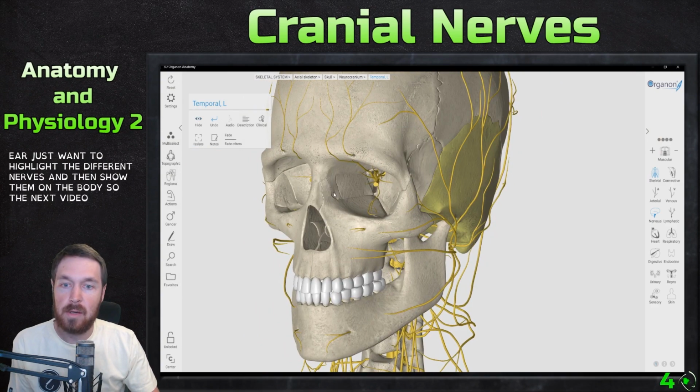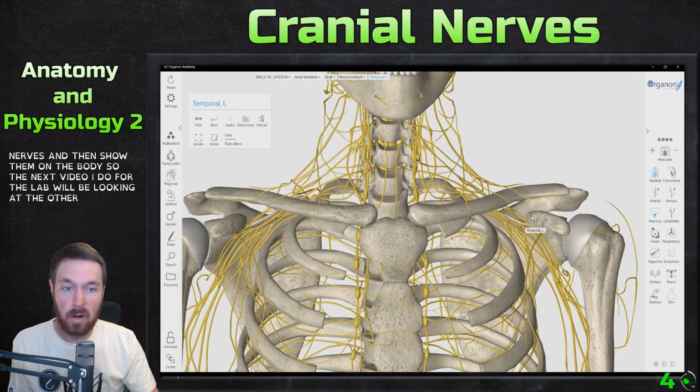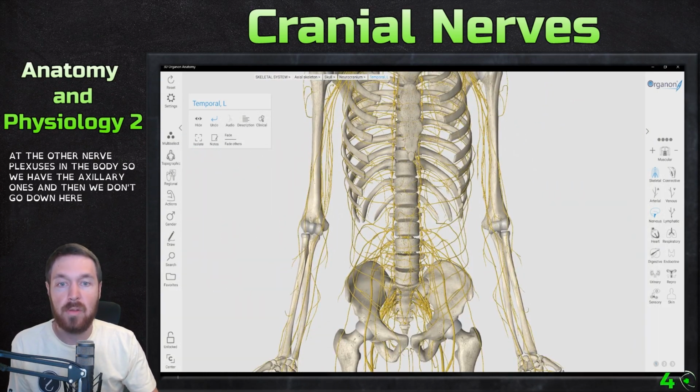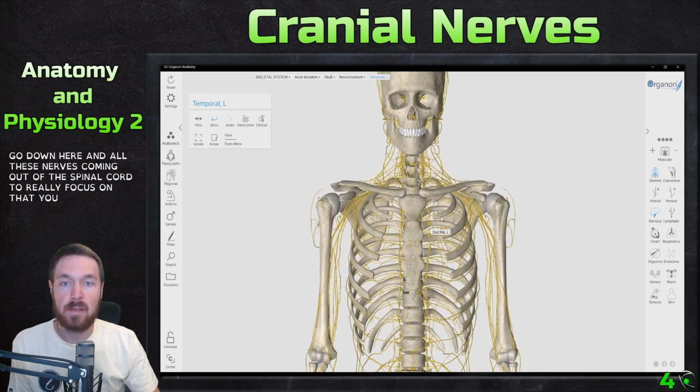So the next video I do for the lab will be looking at the other nerve plexuses in the body. So we have the axillary ones, and then we go down here, and now all these nerves coming out of the spinal cord. So we're going to focus on that in the next video, but this is all I have for this one.